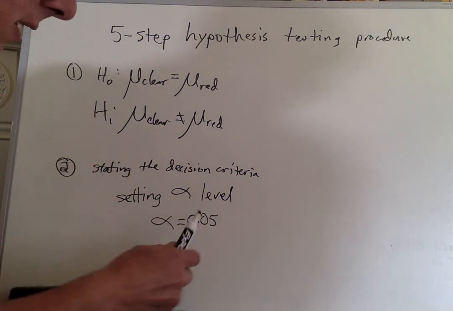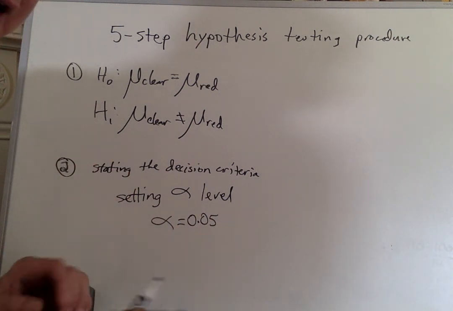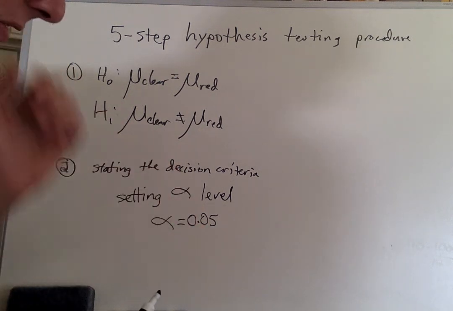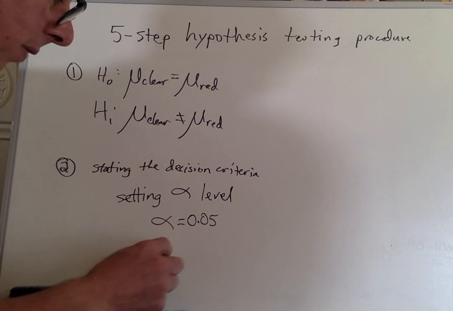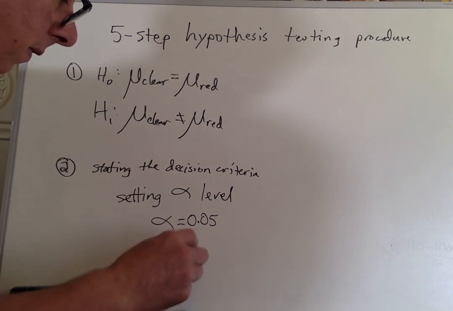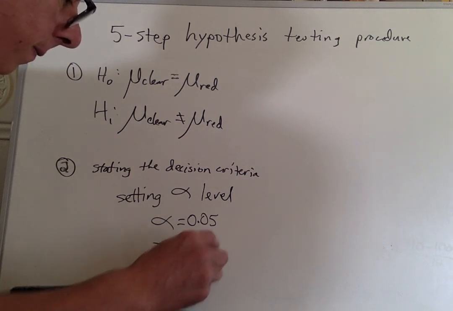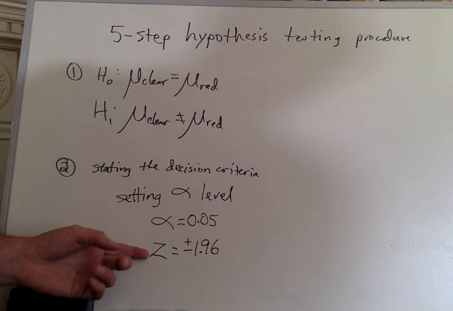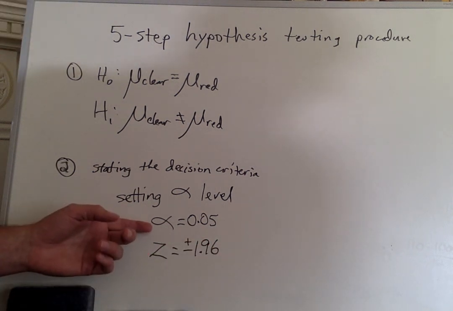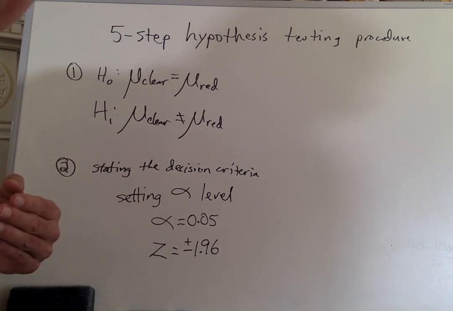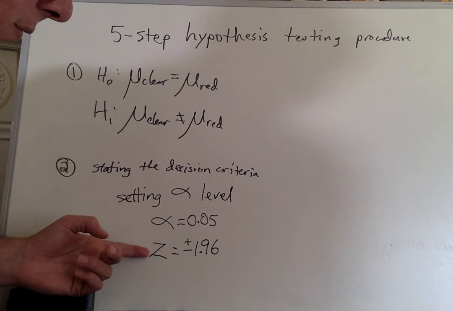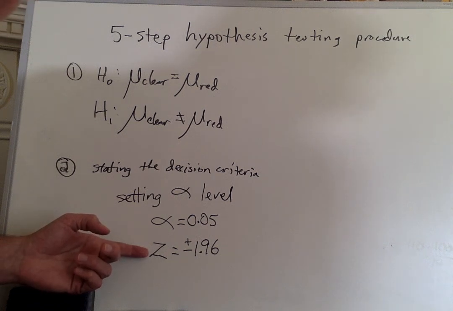If it goes into the extreme 5%, that's what this says, then I'm going to say I think the red group is different. And I'm going to state the z-score that defines this extreme 5%. So this is called setting the alpha level. For 0.05, we're going to use the z-score of 1.96.